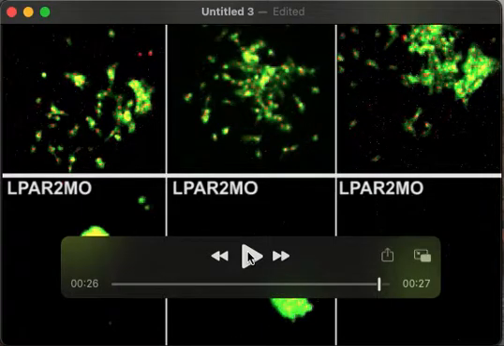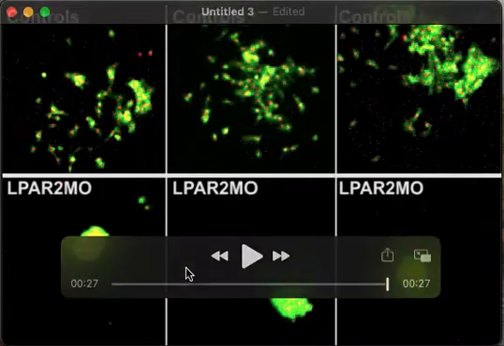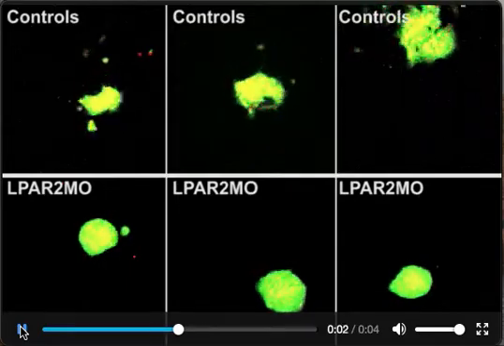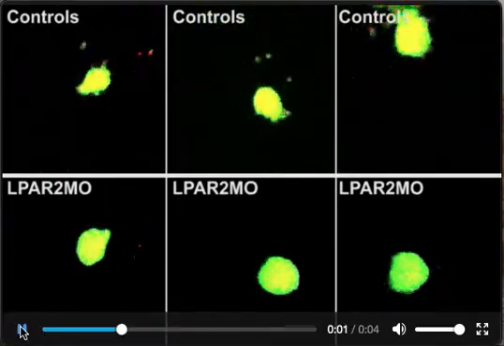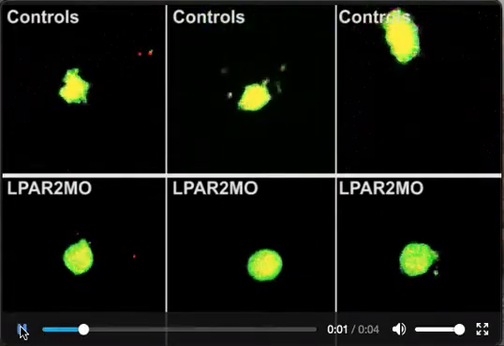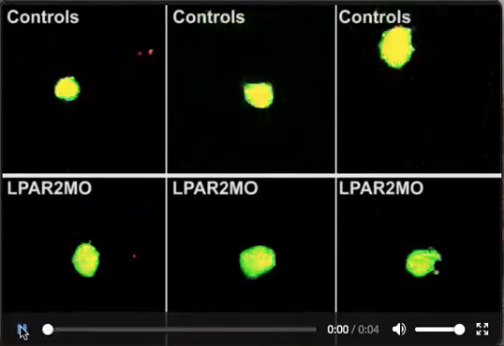So let's take a look at the bottom panels. And okay, here we go. So the bottom panels, you can see that the cells kind of remain as a clump basically, but those clumps do move a little bit, so they're still a little bit motile, but the dispersion is not there, which is very obvious.